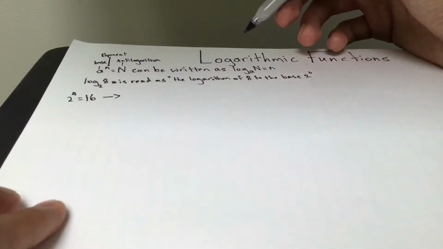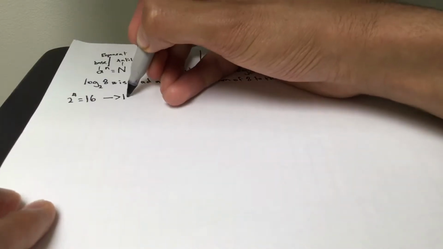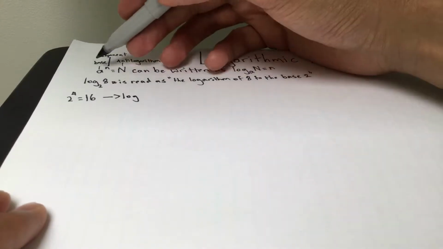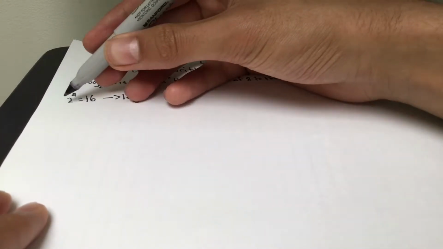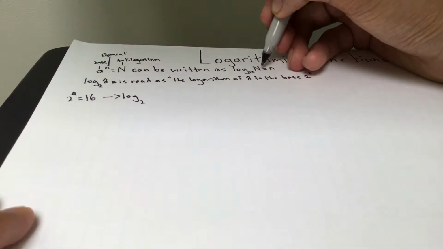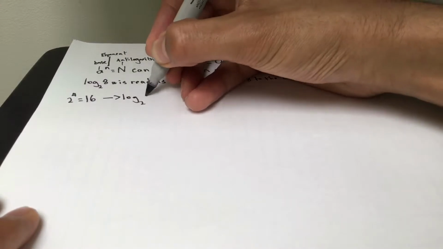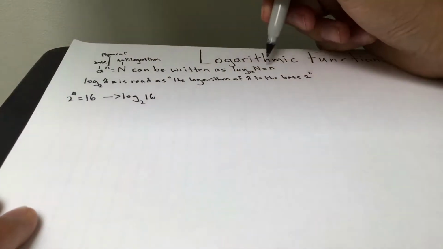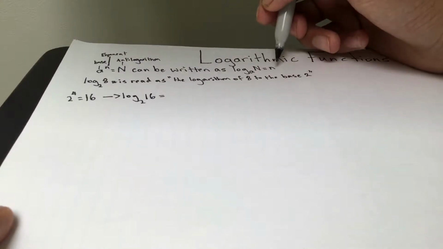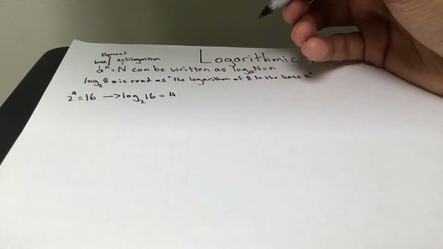So what does our formula tell us to do? First of all, we have to take out log, and then it says take out our base and put it here. Our base in this case is 2, and then capital N, which in this case is 16, so we take out 16 and put it here, and what it's equal to is our exponent, which is 4. So that is how you write a log.